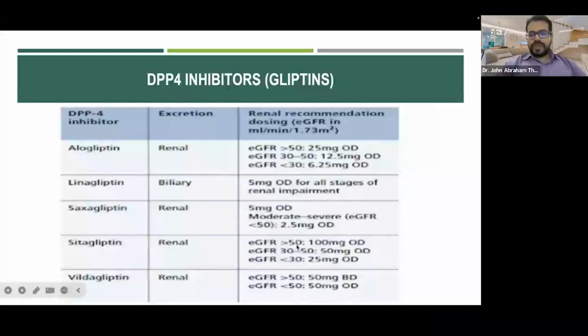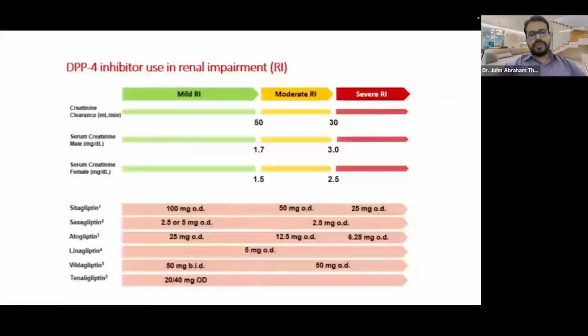Sitagliptin, if the eGFR is more than 50, you continue as 100 milligram OD. Between 30 to 50, 50 milligram OD, and less than 30, it is 25 milligram OD. Linagliptin is 5 milligram once a day for all stages of renal impairment. Vildagliptin also, more than 50, you can give 50 mg BD, and less than 50, you can give 50 mg OD dose. So these are the DPP4 inhibitors. See, linagliptin 5 milligram OD, you can give at any stage of renal impairment, which is safe.